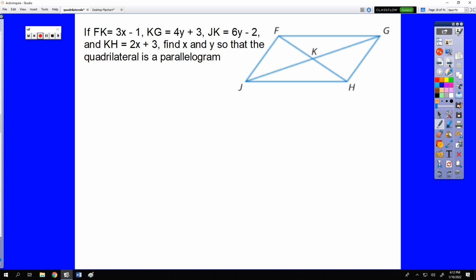All right. The other thing we can do with this is say, okay, here's some information about a quadrilateral. What would we need to do to make it a parallelogram? So for instance, here we have FK is 3x minus 1, KG is 4y plus 3, JK is 6y minus 2, KH is 2x plus 3. Find x and y so that this is a parallelogram. Well, if we want it to be a parallelogram, then the diagonals would have to bisect each other.